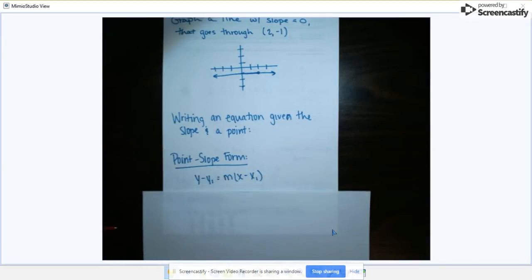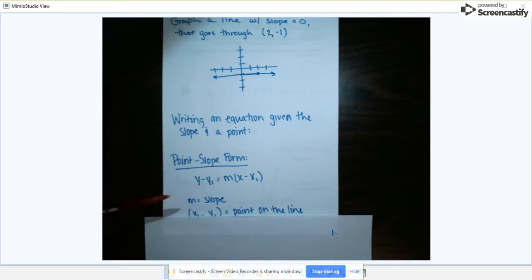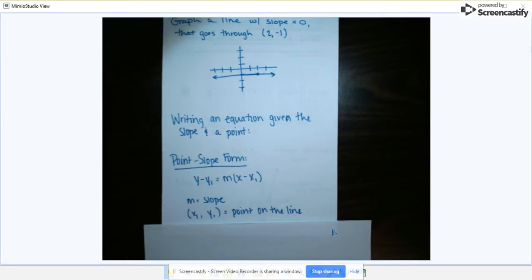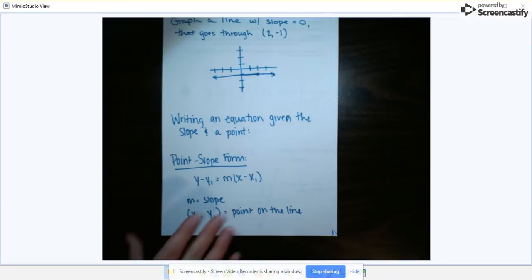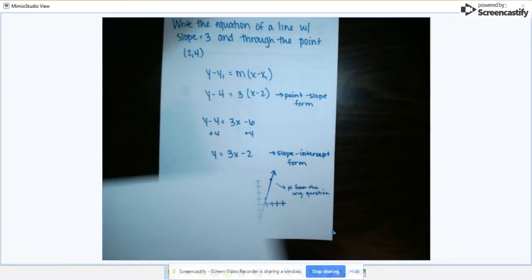Okay, so here's what point-slope looks like. y minus y1 equals m times x minus x1. And it's really important to know m, remember, is still our slope, and then this x1, y1 is a coordinate point that's on our line. So let's look at an example writing one of these.